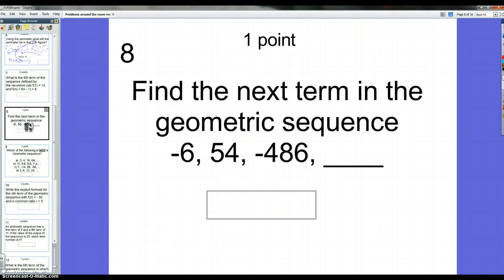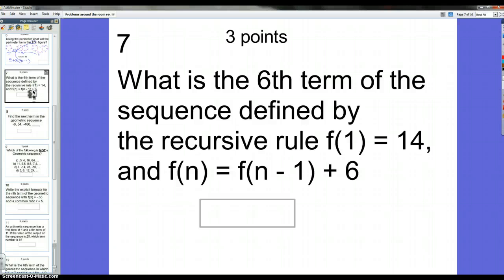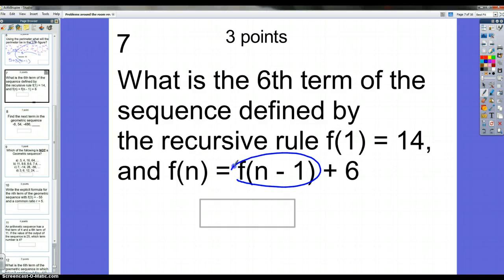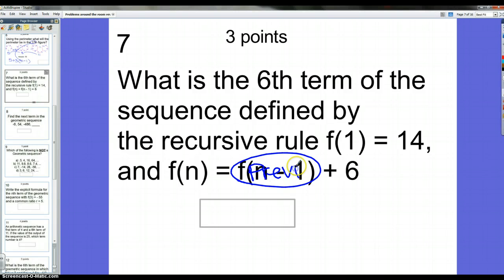The next one, I skipped one. Okay, what is the sixth term of the sequence defined by the recursive rule? F1 is 14 and Fn equals Fn minus 1 plus 6. This means the previous number adds 6. So what we have is F1 is 14. That's our first term. The first number is 14. We want the sixth number, so we're going to go 2, 3, 4, 5, 6. That's what we want to find.